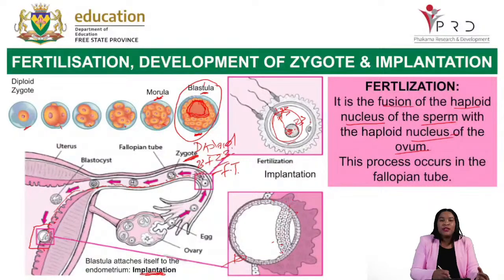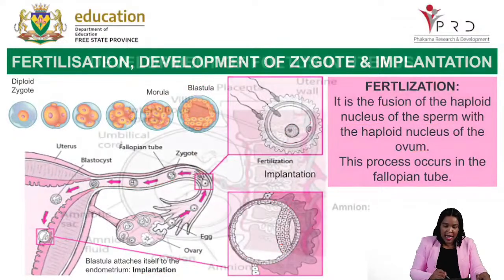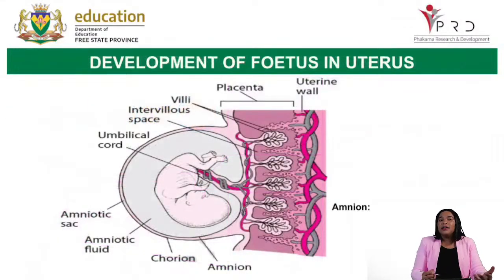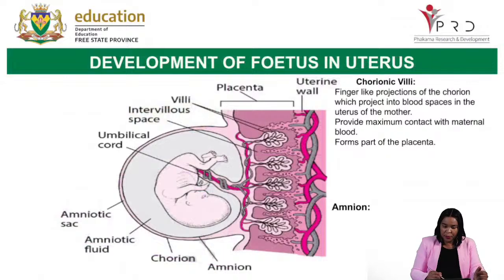So this is fertilization, the development of the zygote, and implantation. So you've done all those 3 processes in one diagram. Then, after that implantation, the fetus needs to develop. So what is happening? What is surrounding the fetus? What is happening from it being a blastula? How did it develop? So let us follow what is happening here.